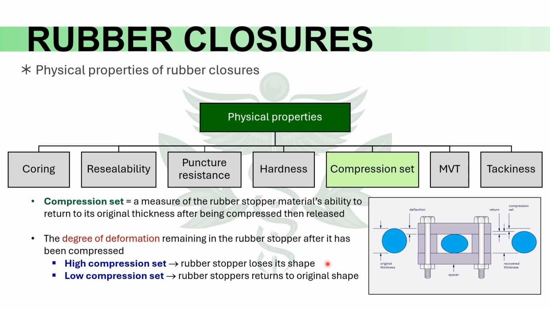If it has a high compression set, that would mean the rubber completely loses its shape after compression, which is unfavorable as it might allow for leakage of the vial contents. On the other hand, a low compression set would mean that the rubber, to some degree, returns to its original shape and thickness after compression, which is favorable. Rubber stoppers should ideally have a good recovery after compression to ensure good sealing characteristics and hence avoid leakage.